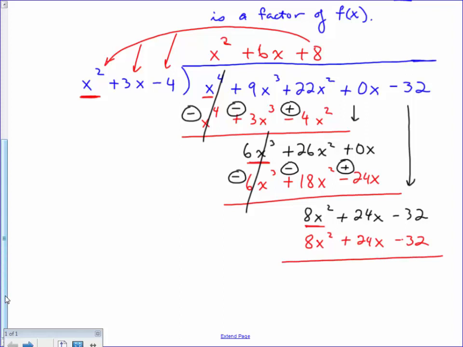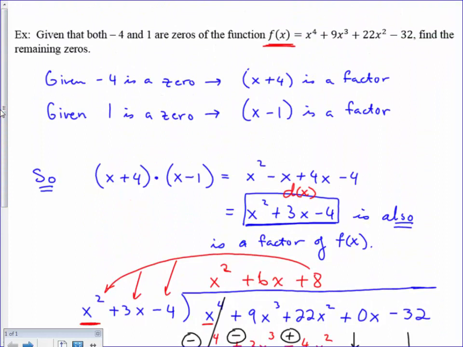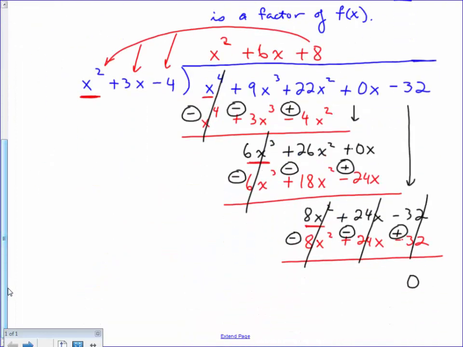Draw a line, change your signs. 8x squareds cancel, 24x's cancel, 32's cancel. Remainder is 0. All right, so what I was given is 2 zeros that I was able to rewrite as 2 factors. I multiplied the factors together, used that result as my divisor. I now have remainder 0. That's a good thing. If I'm asking you to find the zeros of a particular polynomial, then you're guaranteed that when you divide by whatever I've given you, your remainder is going to be 0.